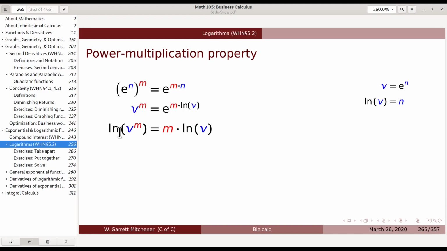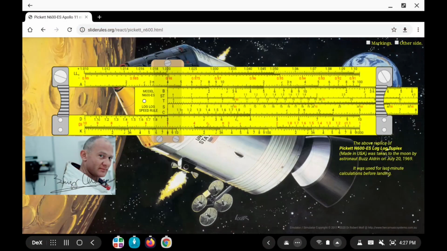Now I'm going to apply ln to both sides of this equation. On the left I get ln of v to the m, and on the right I get, well, the ln undoes e to a power and leaves just the exponent. So on the right I get just m times ln of v. This is the power multiplication property. It is converting a power of v, the mth power of v, into multiplication by m. This is a little trickier to see on the slide rule, but there is actually a way to do it.